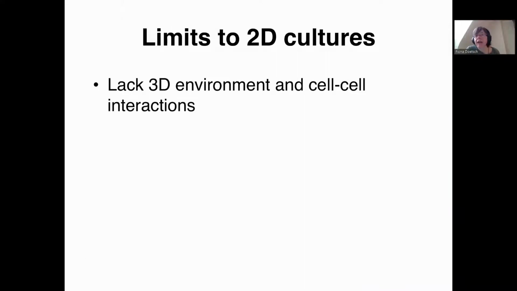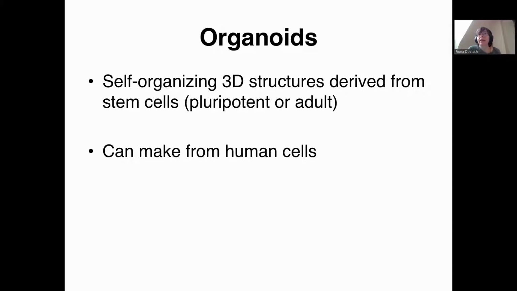Another major advance that's recently occurred is moving from two-dimensional to three-dimensional cultures. So the problem with two-dimensional cultures, which were used for a long time, is you miss some of these more 3D cell-cell interactions. And now people have identified or developed methods to make so-called organoids, which are really self-organizing three-dimensional structures that come from stem cells.